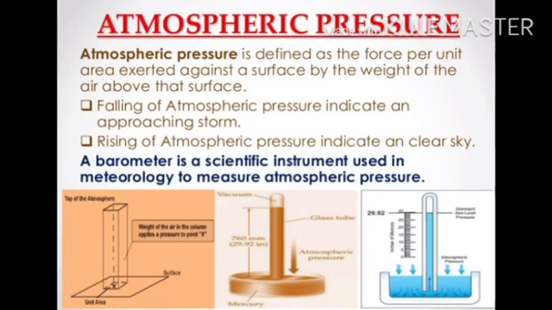Now atmospheric pressure. Atmospheric pressure is defined as the force per unit area exerted against the surface by the weight of the air above that surface. Falling of atmospheric pressure indicates an approaching storm. Rising of atmospheric pressure indicates a clear sky. A barometer is a scientific instrument used in meteorology to measure atmospheric pressure.